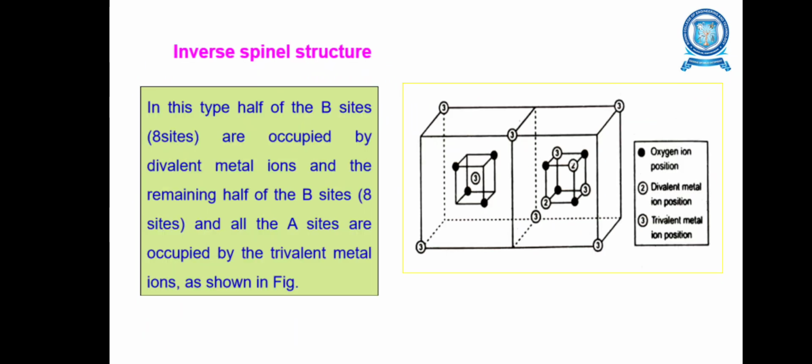Whereas in the inverse spinel structure, half of the B sites, that is 8 sites, are occupied by divalent metal ions and the remaining half, which is again 8 sites, are occupied by trivalent metal ions, and all the A sites are occupied by trivalent metal ions. As you can see in the diagram, 3 represents trivalent metal ions and 2 represents divalent metal ions, whereas the shaded spheres represent oxygen ion positions.